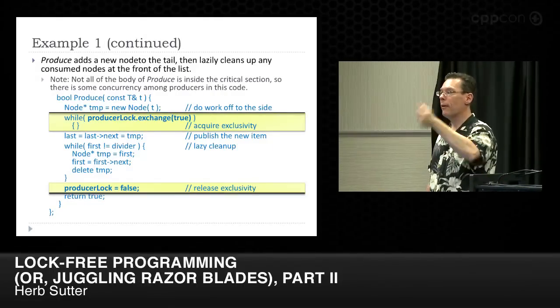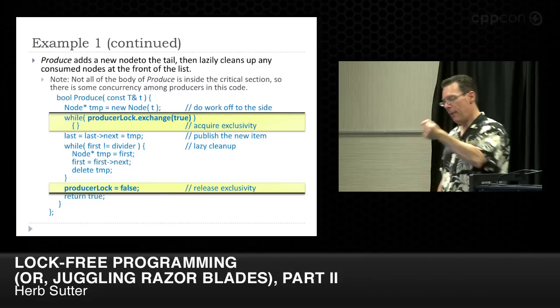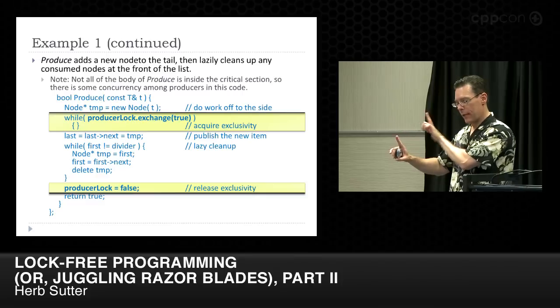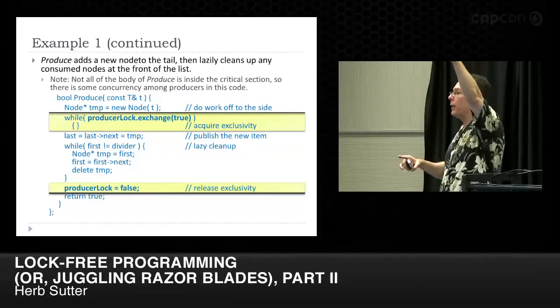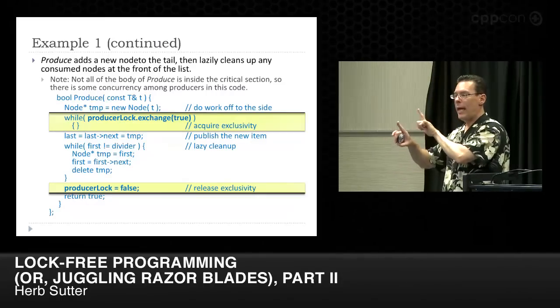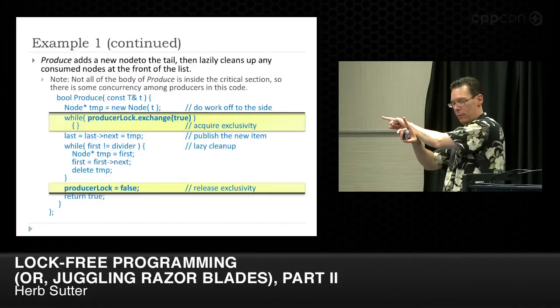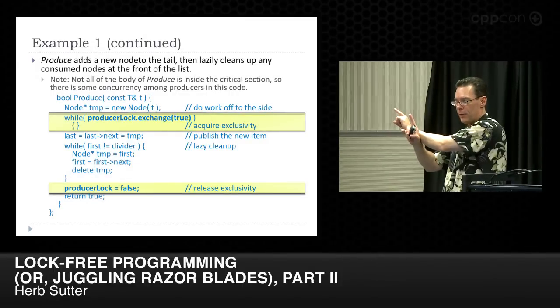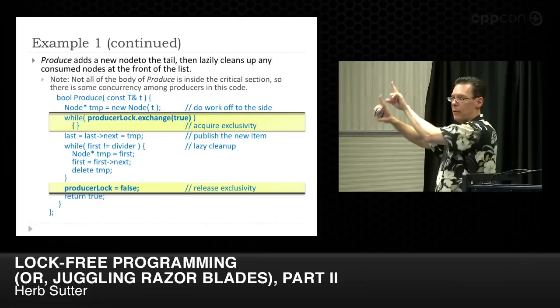So once I know I'm in there, I'm the only producer, then I'm going to take the last pointer. I've already created a new node, by the way, because I'm producing something. I'm going to take the last pointer and have it point to my new node. Then, so I'm pretty much done at this point, and I'm going to set last to that new node as well.